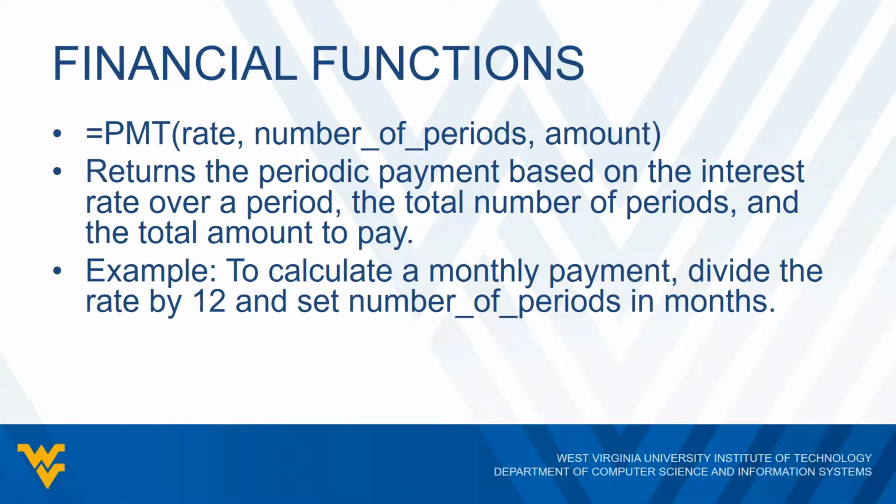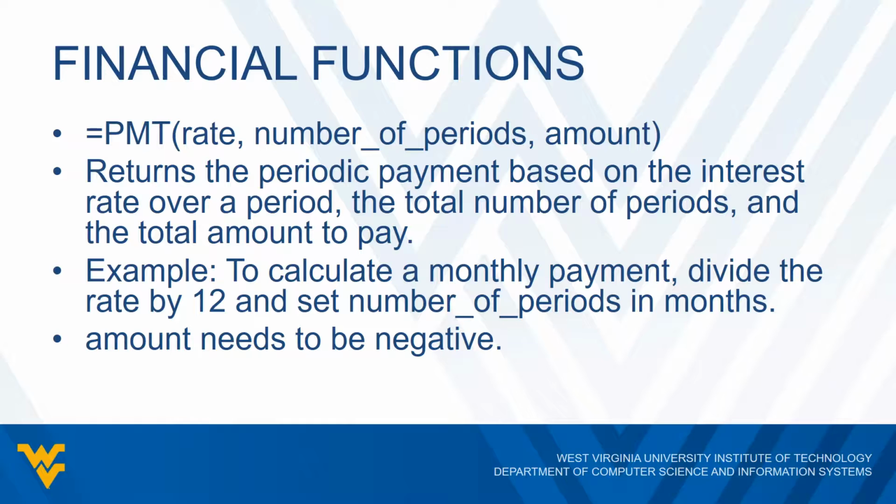For example, let's say we want to calculate a monthly payment. We would divide the rate by 12, because there are 12 months in a year. And then we would set the number of periods in months. It's also worth noting that the amount needs to be negative. If you make it a positive number, your result gets negative. Why they do this, I don't know, but the amount should be negative.